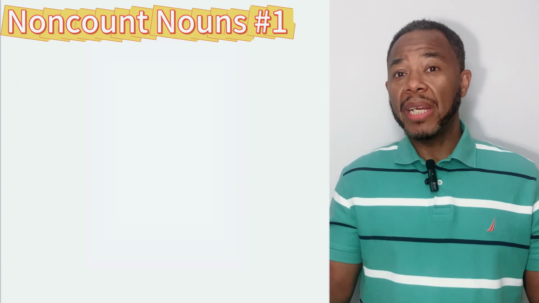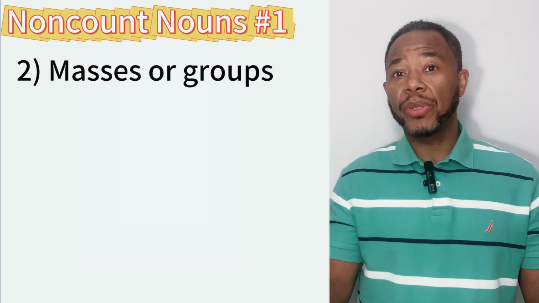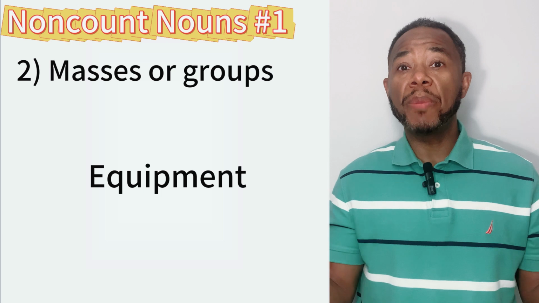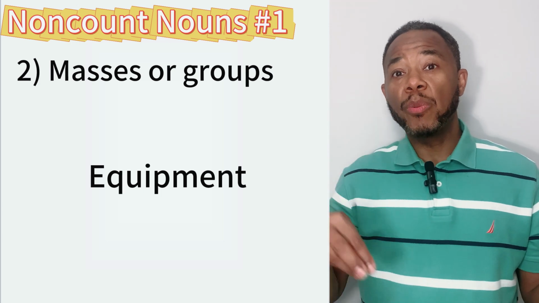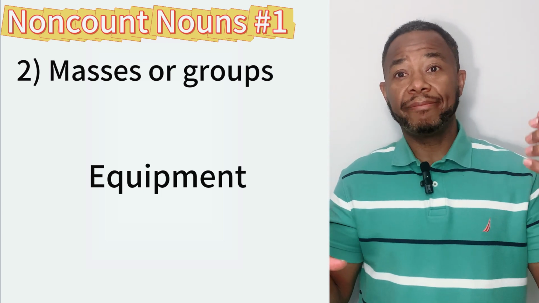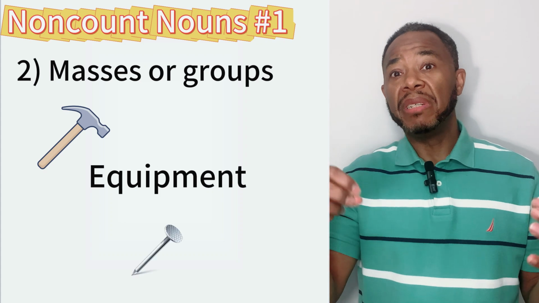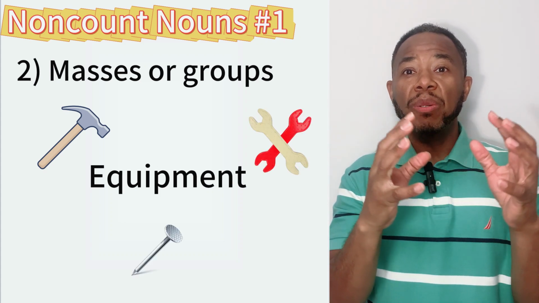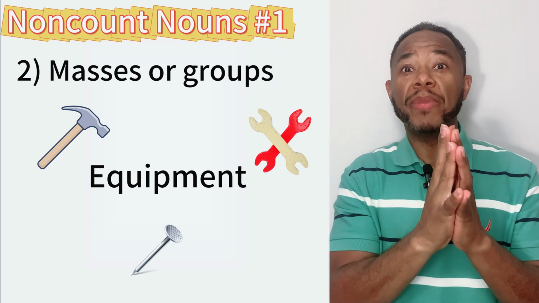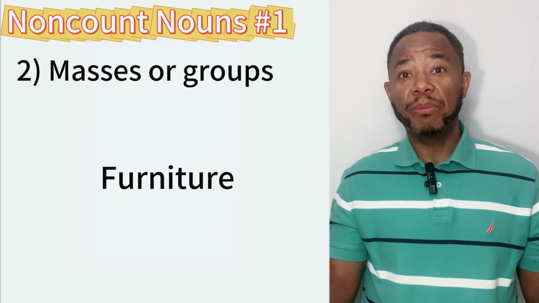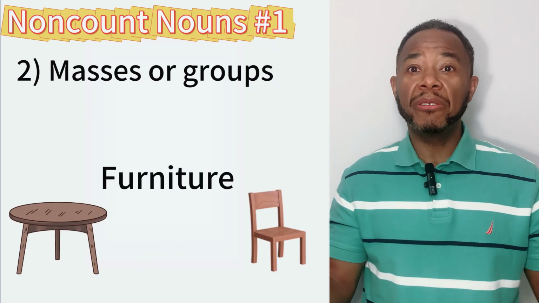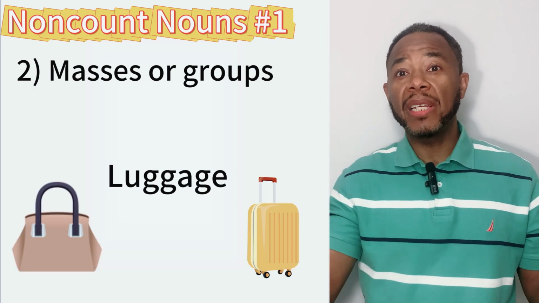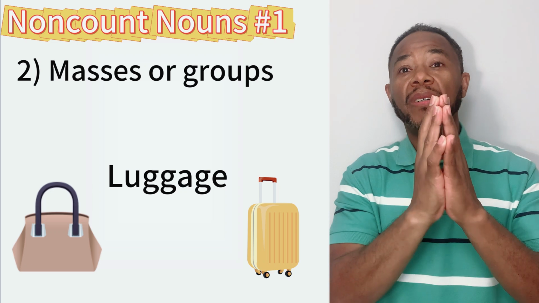The next category is masses or groups. For example, equipment. What is equipment? This is the group of tools that you use, like the hammer, nails, wrenches. All of these tools make up equipment. Furniture, tables, chairs, luggage, bags, suitcases, all of these make up the luggage.